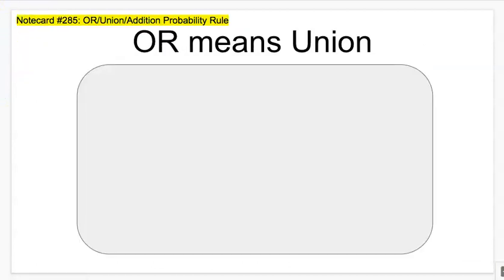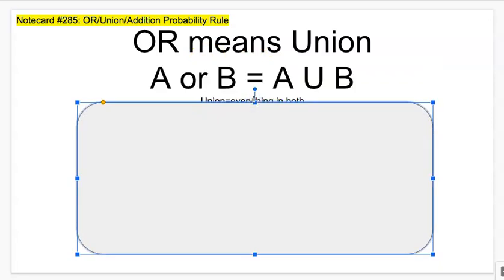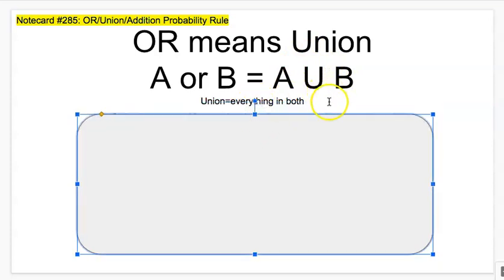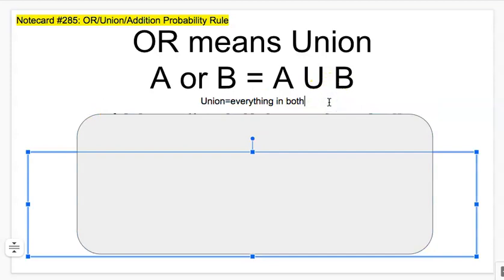Now we're going to move on to note card 285, or the union, the addition probability rule. Or means union. Union, the symbol is an uppercase U. So A or B is the same thing as saying A union B, union being that uppercase U. Union means everything in both sets. So if I have numbers 1, 2, 3, 4 in set A, and numbers 4, 5, 6 in set B, A union B would be 1, 2, 3, 4, 5, 6. And we wouldn't put the 4 twice.